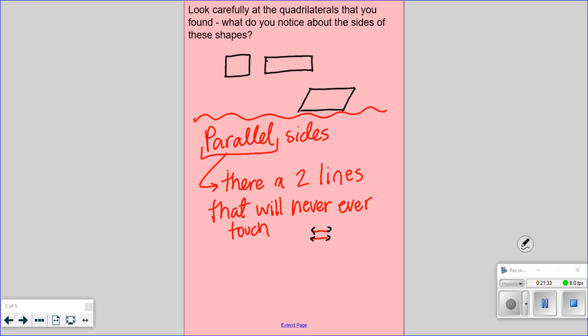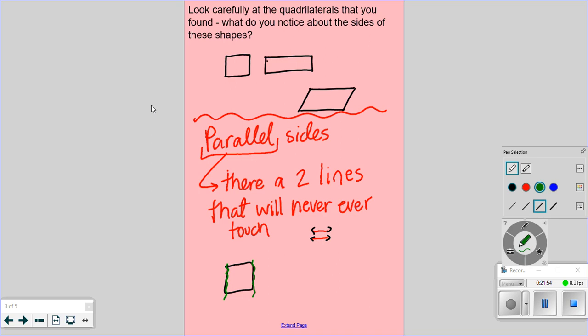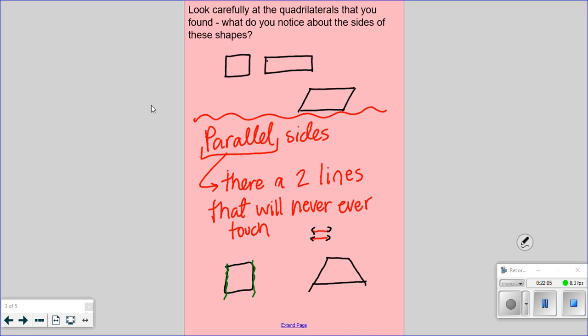So we might have shapes like this. This shape that I've drawn will have parallel sides. Parallel right here to here. Those sides are parallel. If they kept going forever and ever, they would never touch. What about this shape? Are there any parallel sides on that shape? No. Yes. Where? Raise your hand and tell me. Jackson? Not the sides. The sides will run into each other. It's like a mountain.